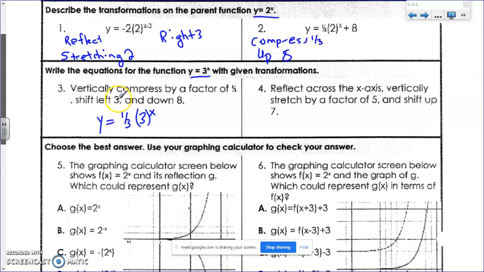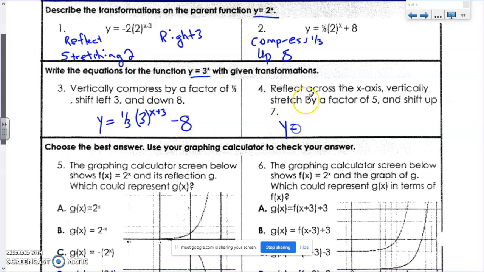So where does the left 3 go? Plus X plus 3 and then down 8. So minus 8. Okay, this is like what was on your test that some of you didn't do so well on. So make sure, anybody have questions? Okay, is it getting easier?